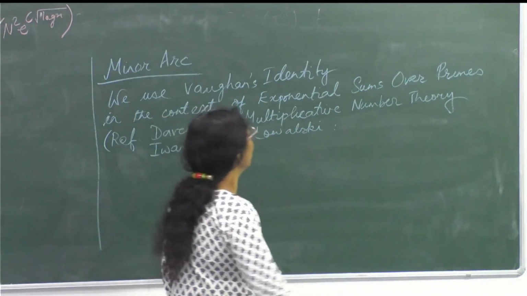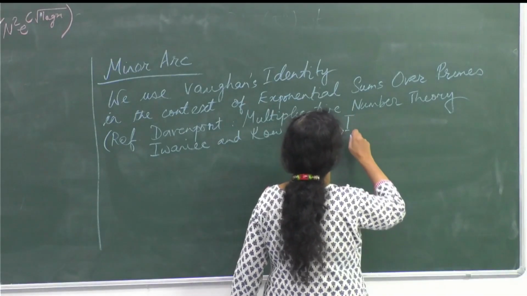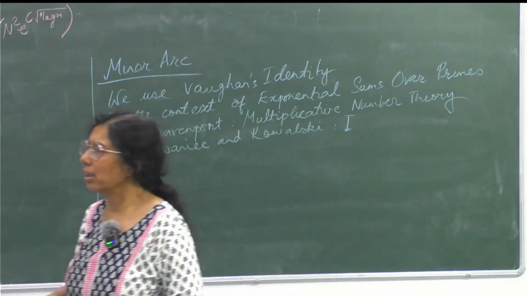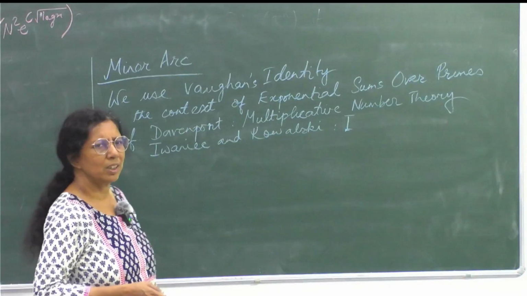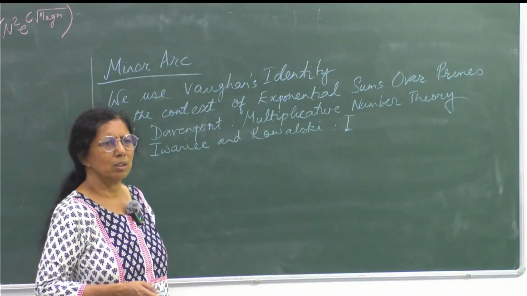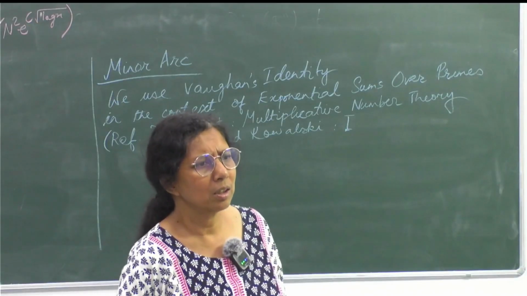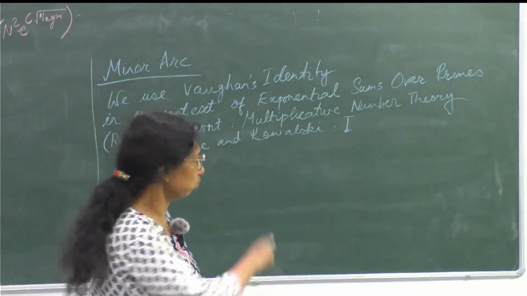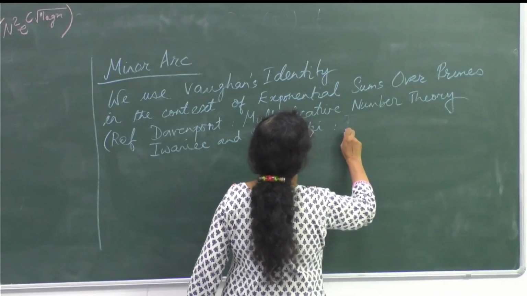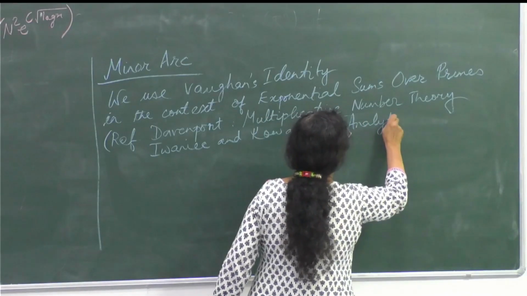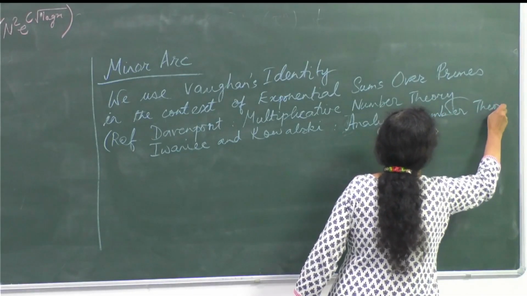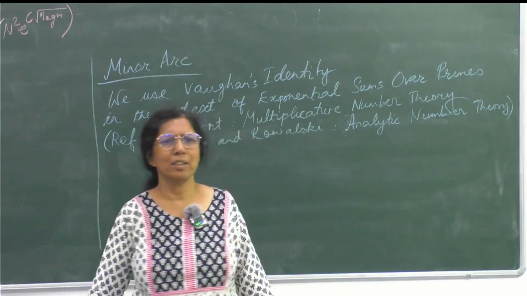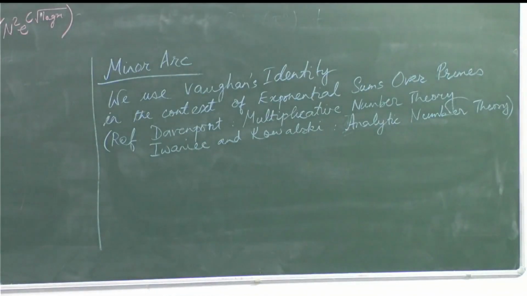What is the name of the book? Maybe it's called Introduction to Analytic Number Theory. All these books have the same name. They're called Introduction to Analytic Number Theory. I don't remember exactly the name of this book. I think so. It's not an introduction. So these are the references that I know.